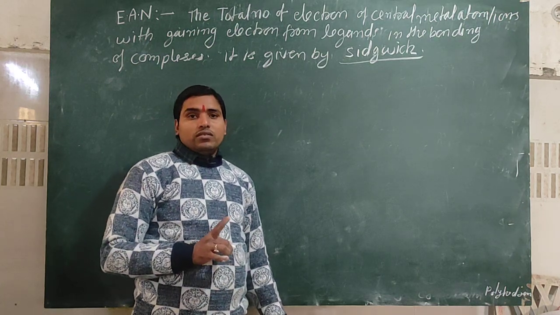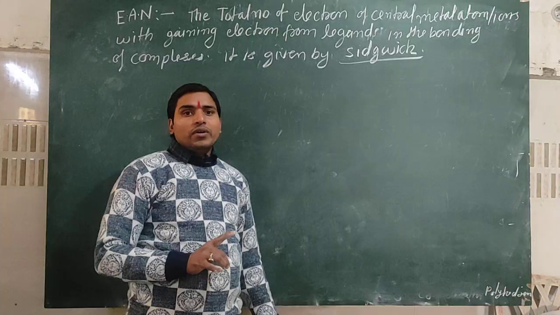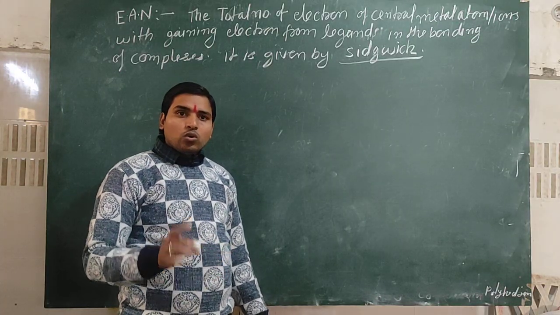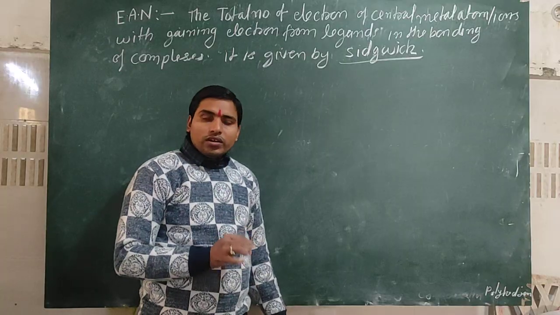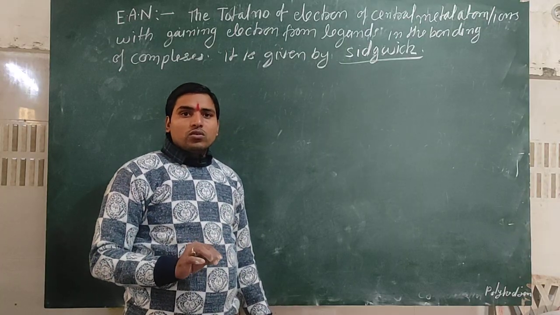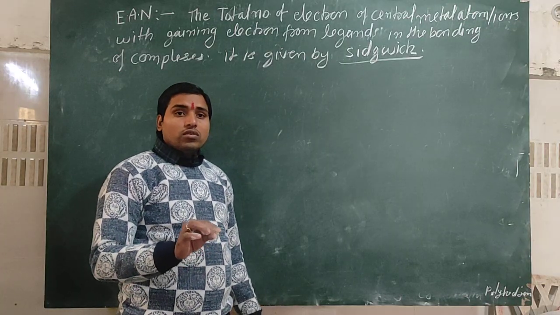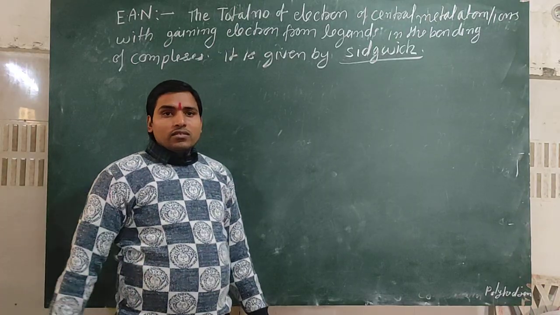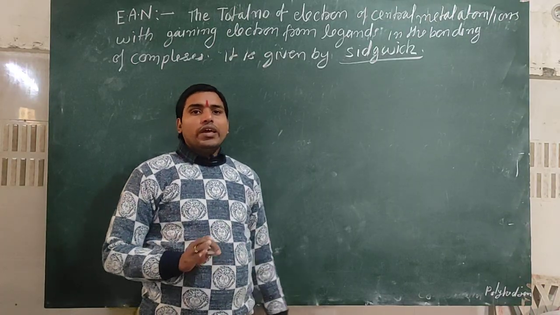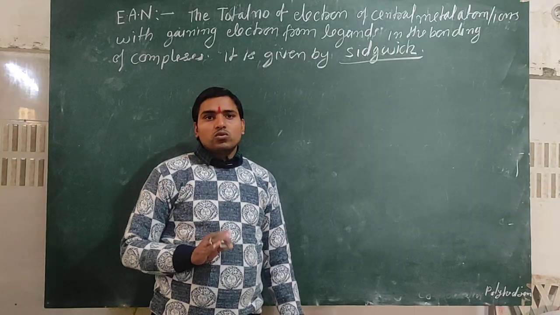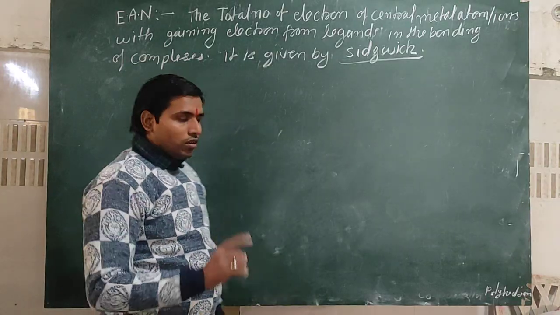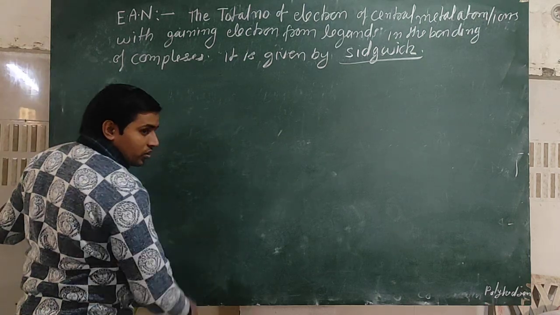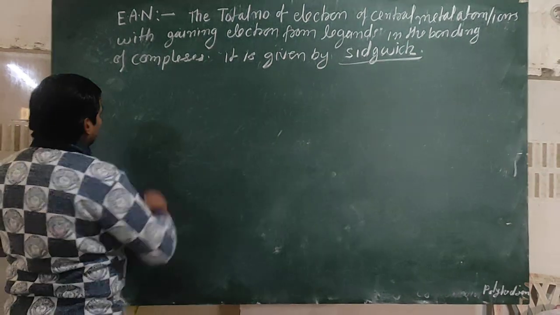If ligands and a central metal atom are connected with one another and the total number of electrons around the central metal atom is not equal to the atomic number of an inert gas, then it does not follow the EAN rule and also shows paramagnetic nature. Remember it. We can understand this with the help of an example.